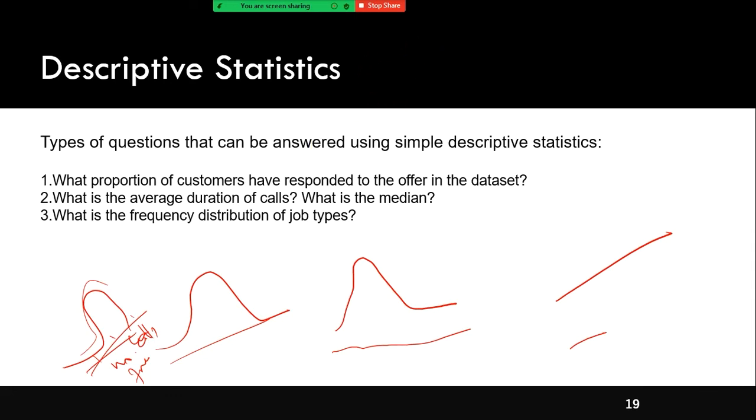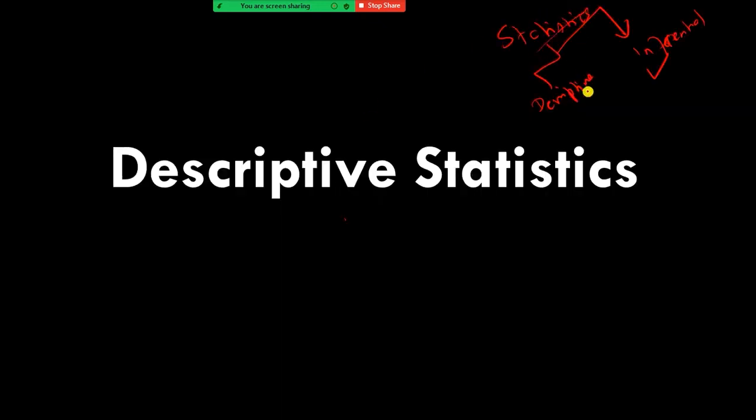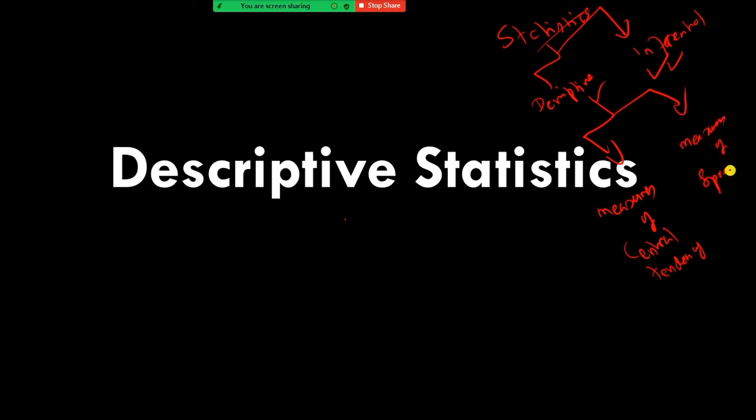There are two branches within statistics. Please remember, two different branches are there: descriptive and inferential. Inferential, I am going to talk about later. Within descriptive statistics, there are two sub-branches. The first is measures of central tendency. Here we are very particular about the central location of the data. The classic example is the average: what is the average salary drawn by employees across the department? The other branch is measures of spread, or distribution. People use different terms.